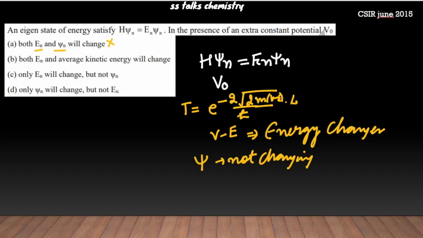Based upon this, the option saying both En and psi will change is incorrect. Both En and the average kinetic energy will change, no. Only En will change, but not the wave function. Option C is the right answer for this. Okay. Moving to the next one.